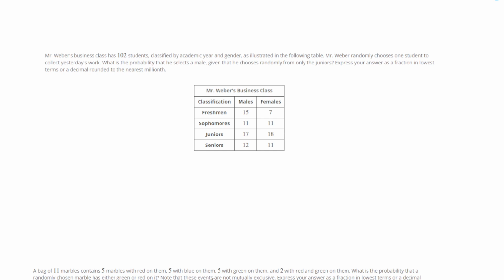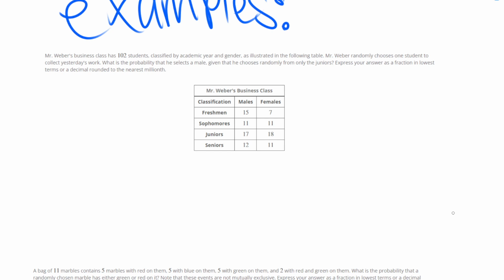It says Mr. Weber's business class has 102 students, classified by academic year and gender, as illustrated in the table. Mr. Weber randomly chooses one student to collect yesterday's work. What is the probability that he selects a male, given that he chooses randomly from only the juniors? And then we want to express it as a fraction. So he's only choosing from juniors. We don't need to worry about this here.